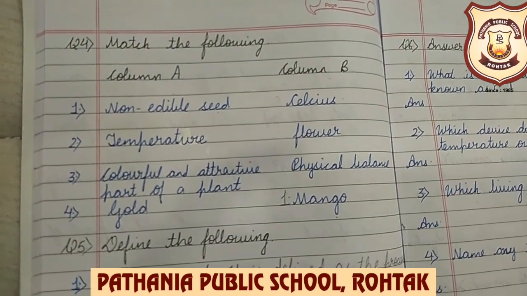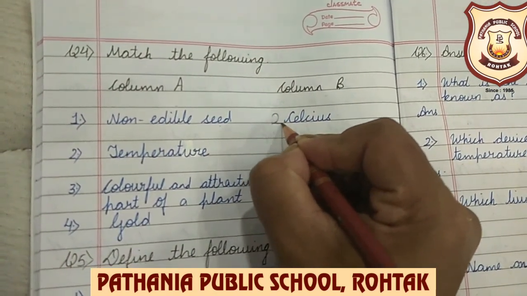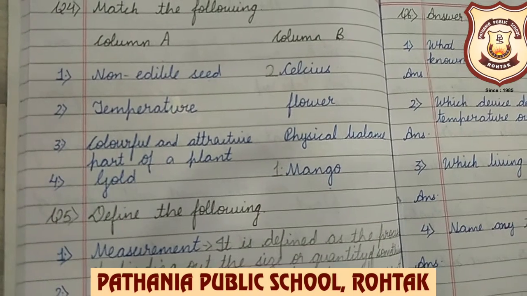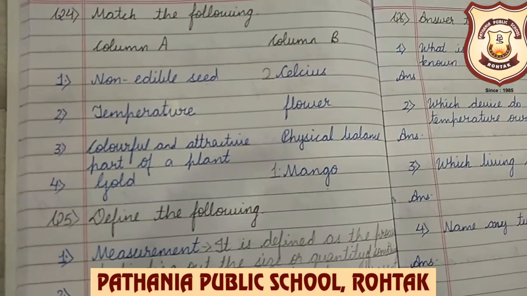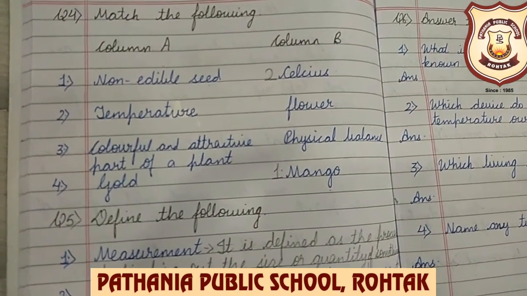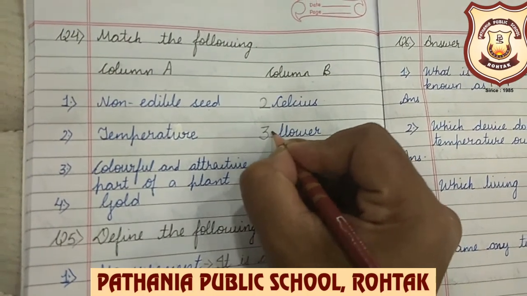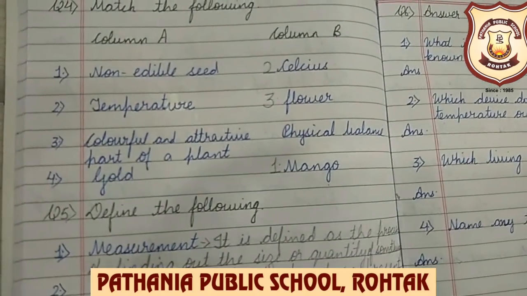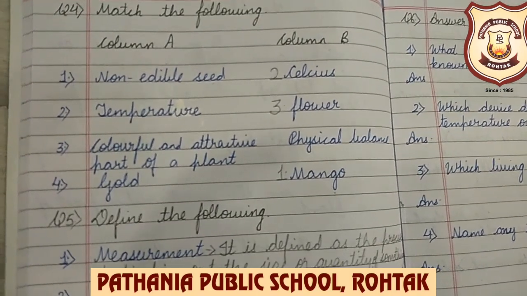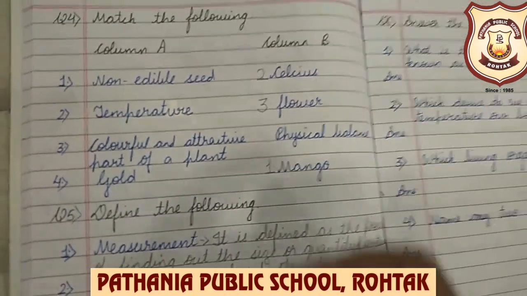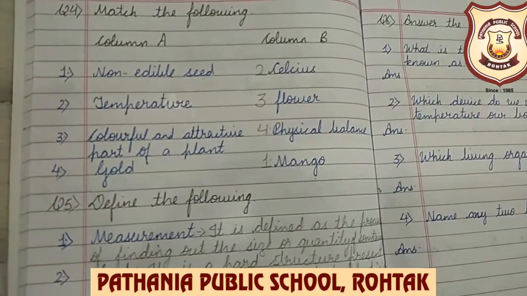Yes, temperature is related with Celsius because Celsius is a unit to measure temperature. Now third is colorful and attractive part of a plant. Yes beta. What do we call colorful and attractive part of a plant? Flower. Right. So here we will write down number 3. And now fourth is gold. So yes, because physical balance is a device which is used to measure gold. So yes, gold is connected with physical balance. So here we will write down number 4.